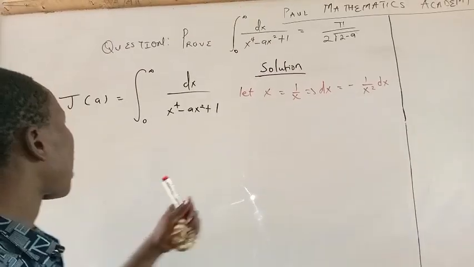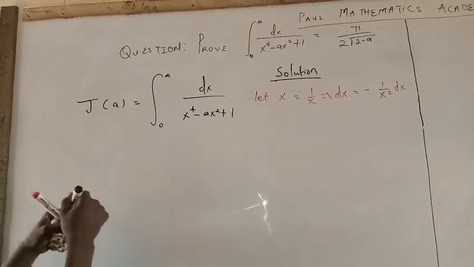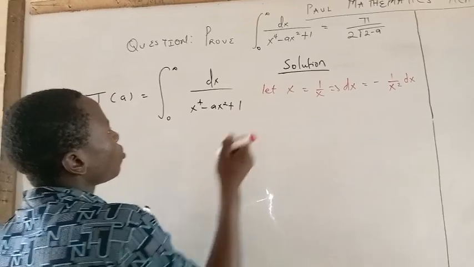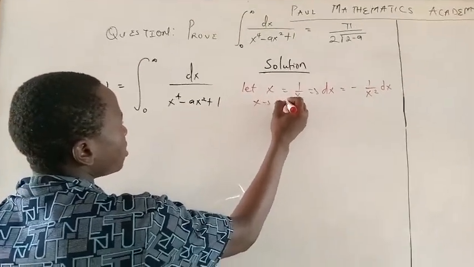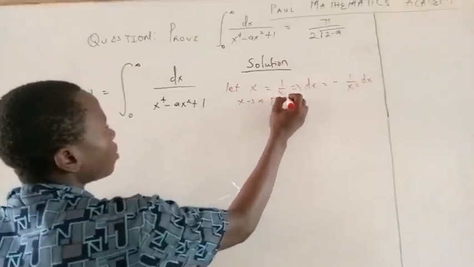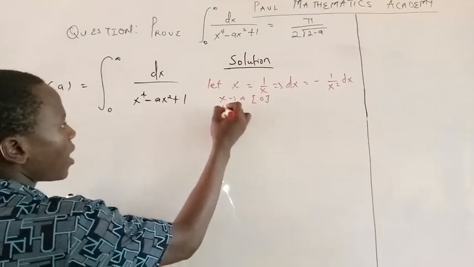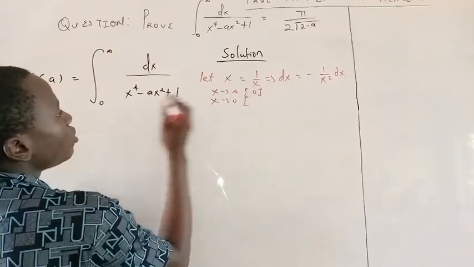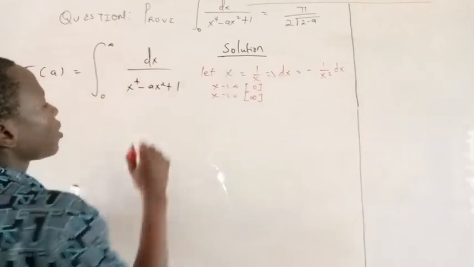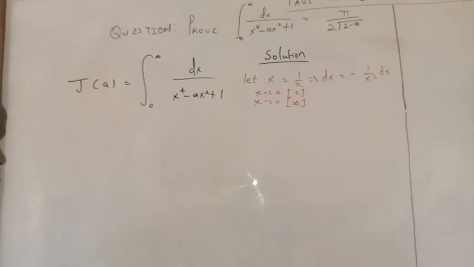So now I can rewrite my integral. Don't forget that the limits will change. When t tends to infinity, the limit here will be 0, since 1 over infinity is 0. And when t tends to 0, the limit here will be infinity, since 1 over 0 gives you infinity.